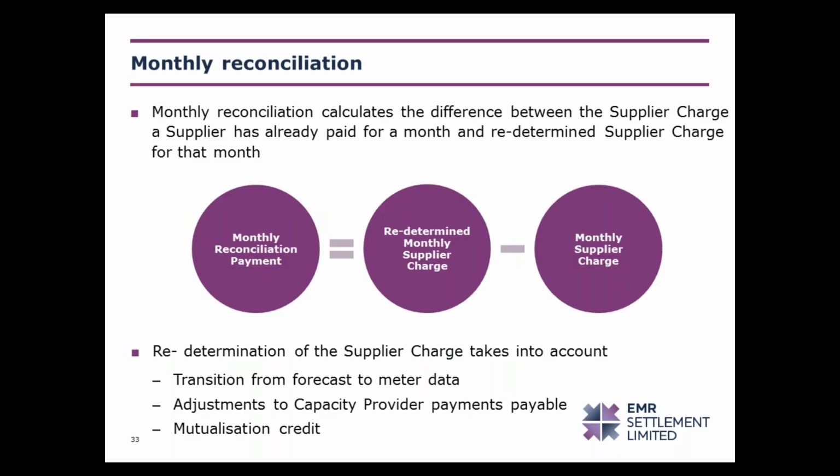Okay, so on to monthly reconciliation. It's a very simple calculation. It calculates the difference between the supplier charge a supplier has already paid for a month and the redetermined supplier charge for that month. So it's just the difference between the two. Just a note, it takes into account the transition from forecast to metered data, the adjustments to capacity provider payments that are payable, and mutualisation credits. So just a little reminder of what we're looking at there.